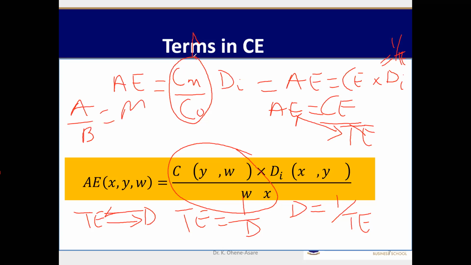Chris? It would be B over A. Exactly. It will be B over A. So you just need to understand that the distance function, which is D, is always the reciprocal of the technical efficiency. And the technical efficiency is always the reciprocal of that. But whenever you decide to use one, then make sure you stick with that throughout, unless you decide not to use that one. Okay, any question on this?